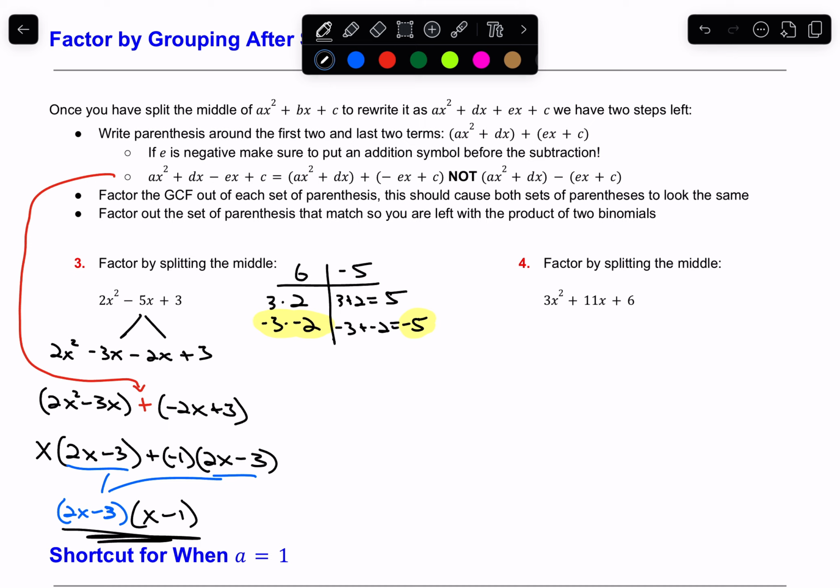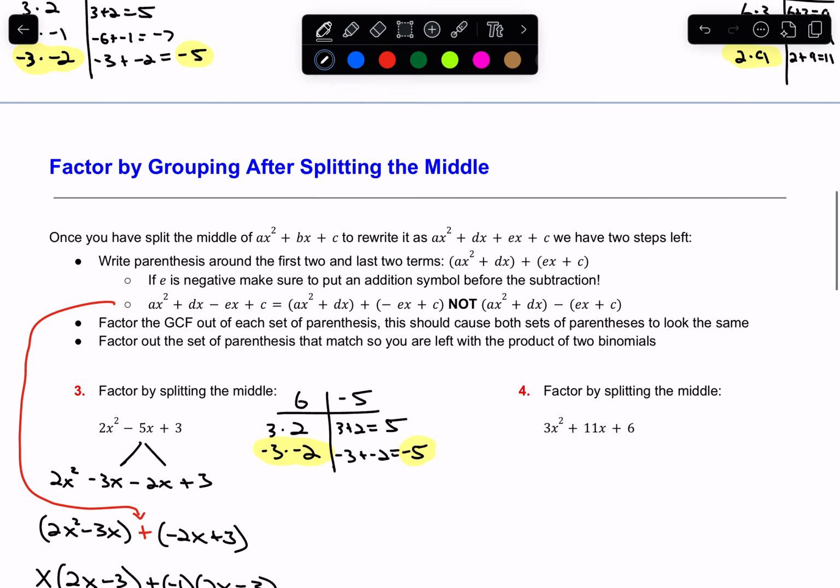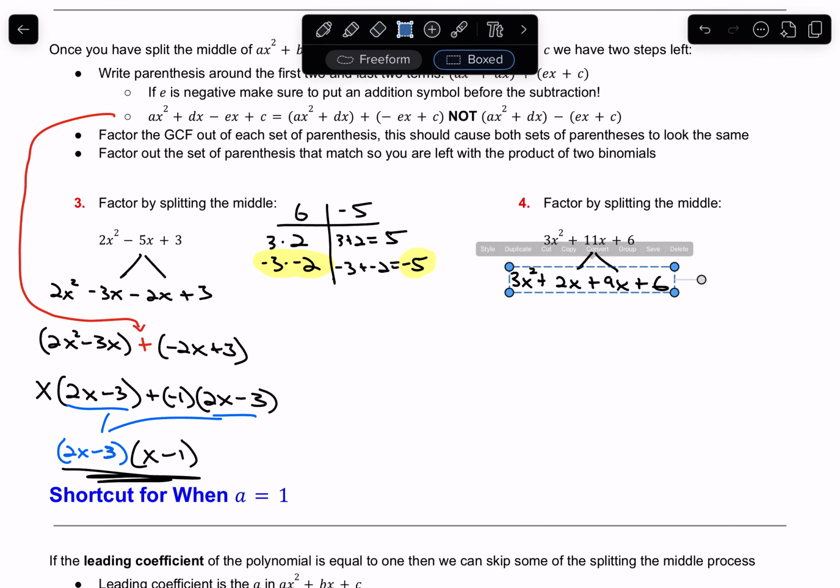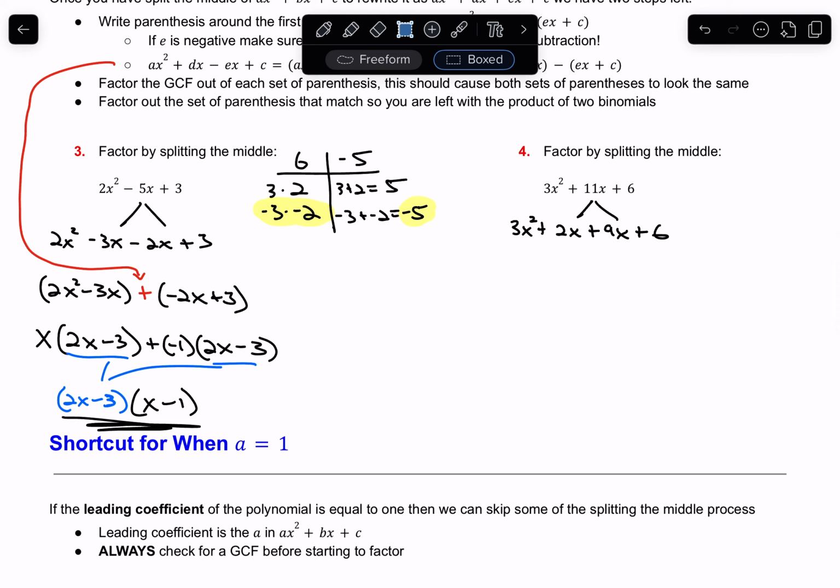Okay, number 4, we're going to factor by splitting the middle again. So this time we're going to look back up at what we used before. We had 3x squared plus 2x plus 9x plus 6. I'm just going to go ahead and bring this down because we're doing the exact same problem. So we split the middle into 2x and 9x. Then we put parentheses around the first two things. So parentheses around 3x squared plus 2x and parentheses around 9x plus 6. Notice this time, I didn't have to put an extra addition symbol because that middle term was already positive. In the other one, though, we had a negative term in the middle, so we had to be careful there.